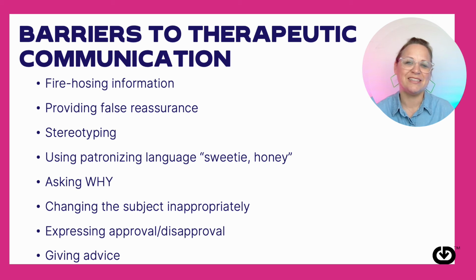Providing false assurance. Sometimes not everything is going to be okay, and you can't always guarantee that everything's going to be okay. It's human nature to want to tell people that, but don't provide false hope. Stereotyping. Don't lock people into a box. Allow them to express themselves, give themselves their own labels if they choose, or not, but don't assume things about people. Don't use patronizing language like sweetie or honey.